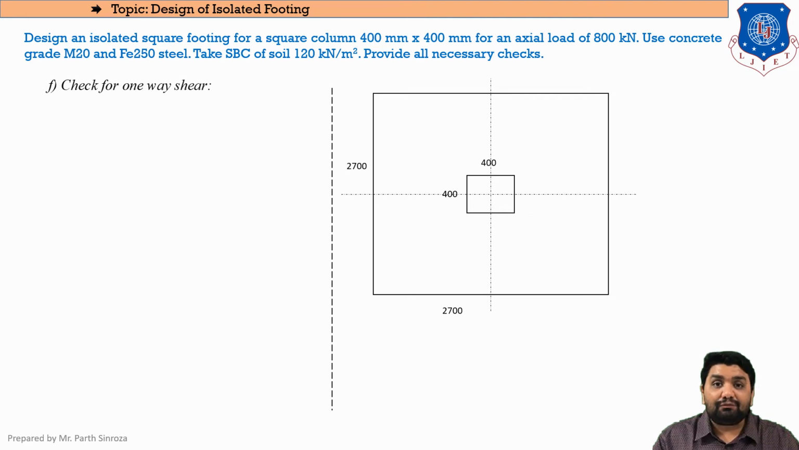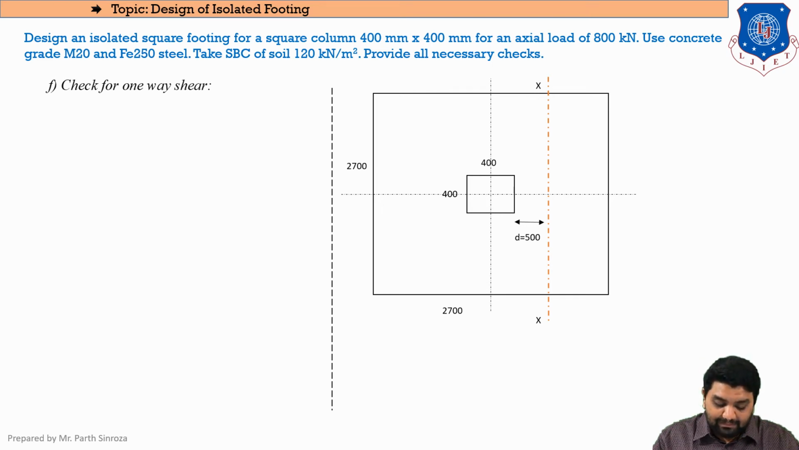The critical section for our one-way shear will always be plotted along this line, and this axis line will always be taken at the distance of our effective depth from the column face. So this line can be opted in any direction, but it should always be placed at the distance of our effective depth from the column face. Clear? So now we need to find the length of the remaining portion.